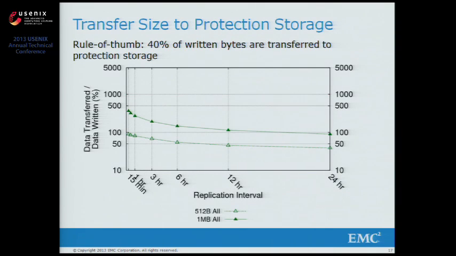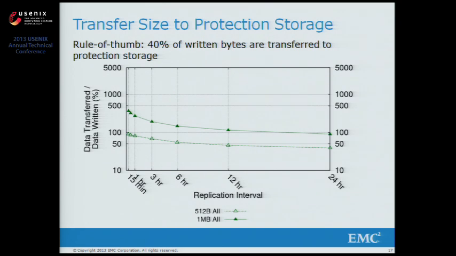Next, the previous two results were focusing really on primary storage. And next, I'll focus on the protection storage side of that first diagram. So the question is, how much data needs to be transferred to protection storage as compared to what was written by the application to the primary storage? So our rule of thumb is that about 40% of bytes written by the application actually need to be transferred.